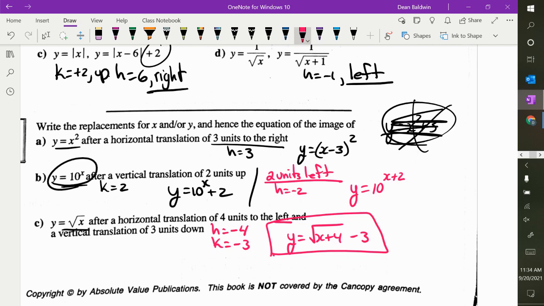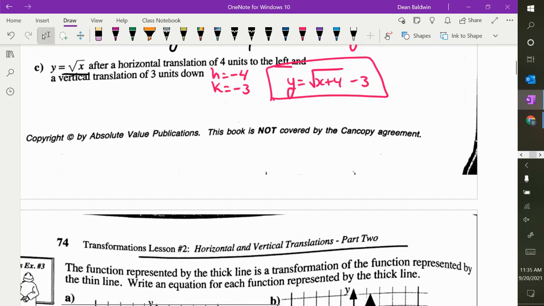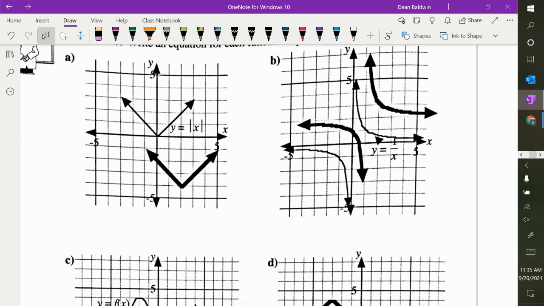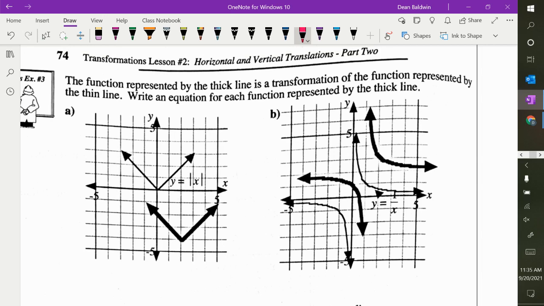All right. Now we're going to do it with graphs. On the next page. Last 4 questions. Here we go. So we're going from the thin or the light colored to this dark colored one. Okay, so we start here. It's an absolute value graph. Just figure out the vertex. How do I go from here to there? What have I done? 4 down. 2 right, 4 down.